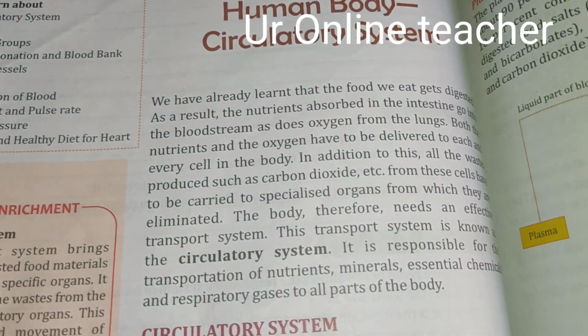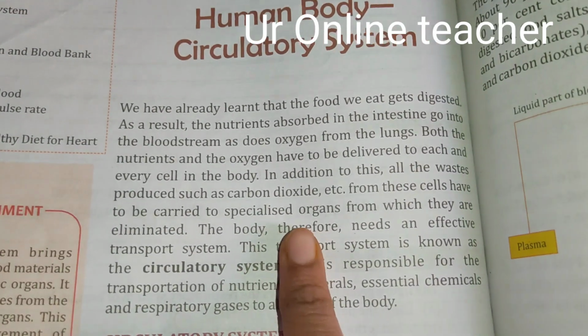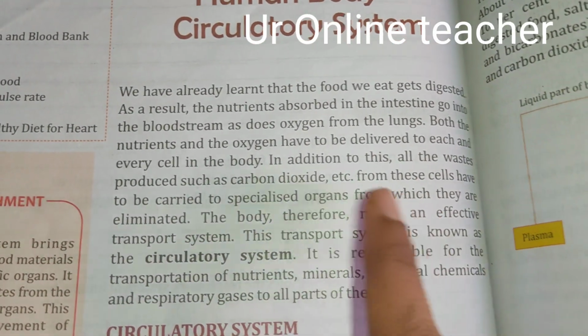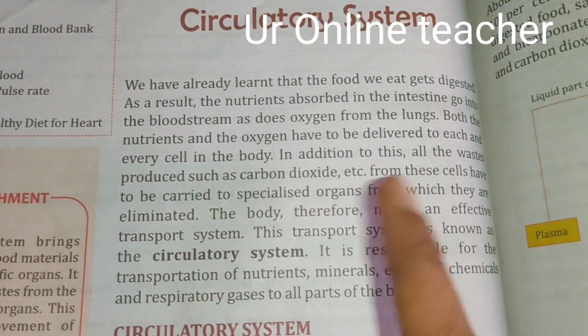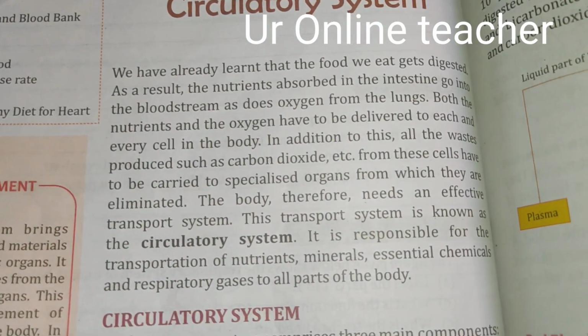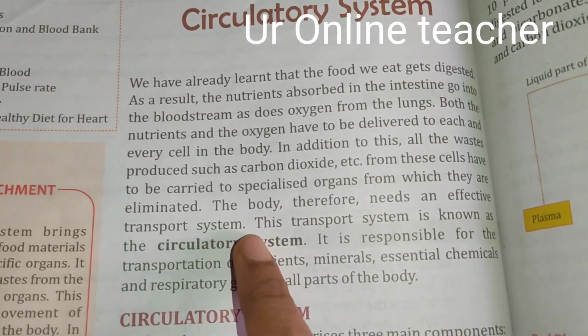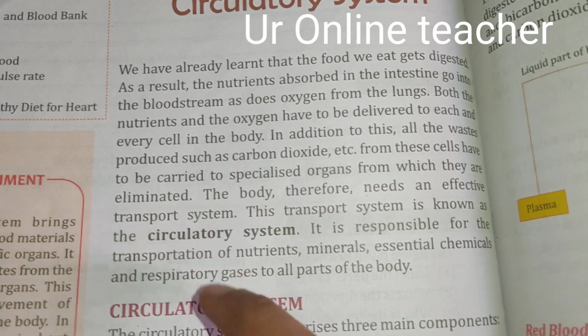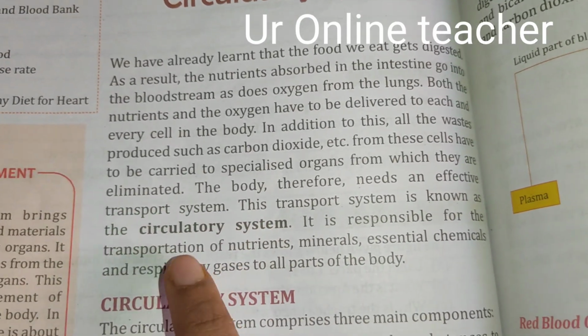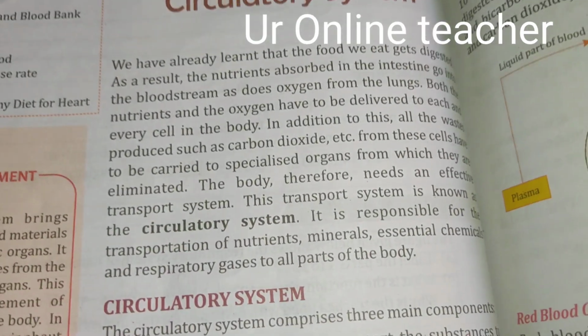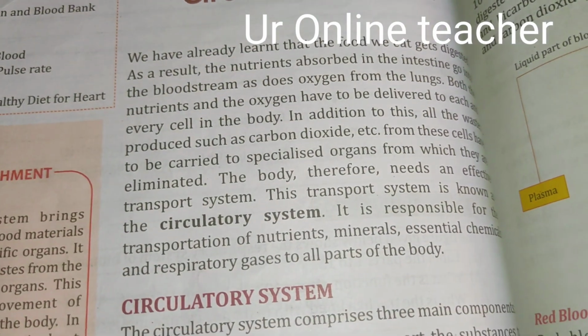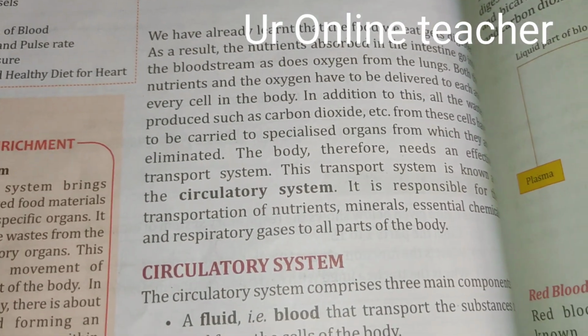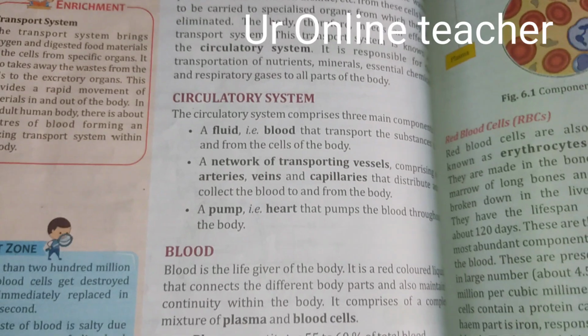In addition, all the wastes produced, such as carbon dioxide, are transported to be excreted out. So how does all this take place, how does the transport system work? The body needs an effective transport system, and that is called the circulatory system, to transport the nutrients, minerals, essential chemicals and respiratory gases to all the body parts.